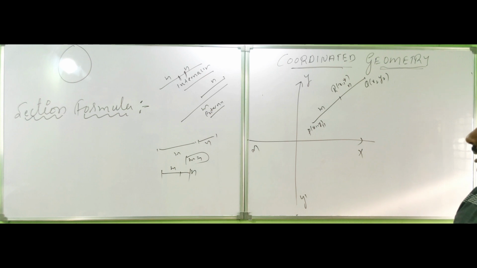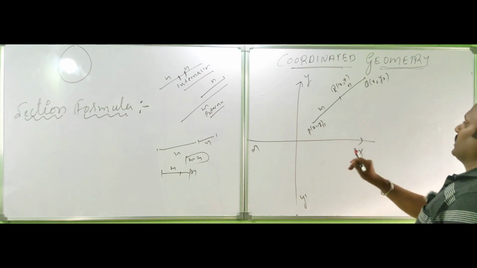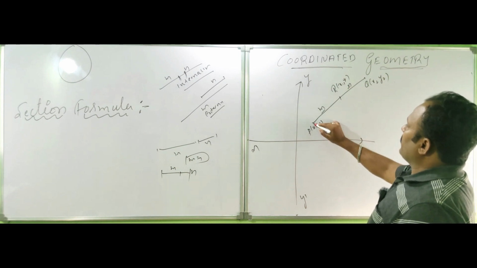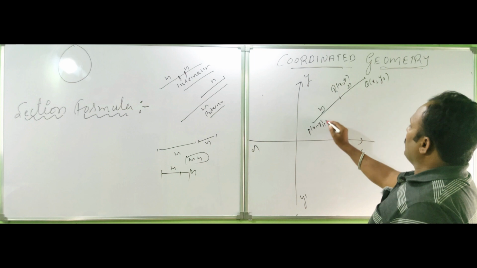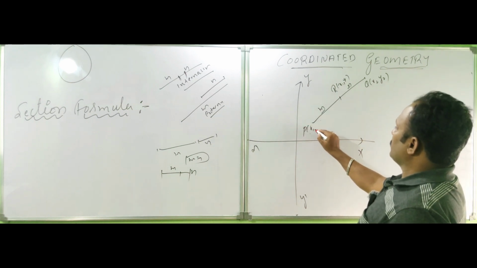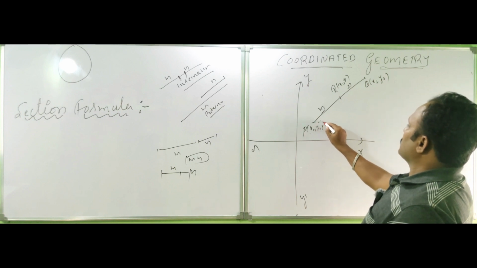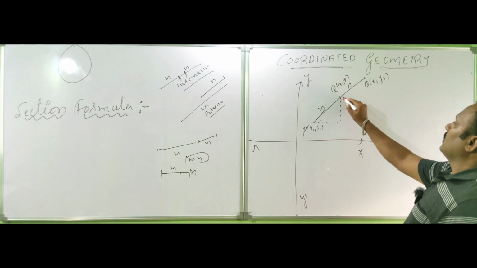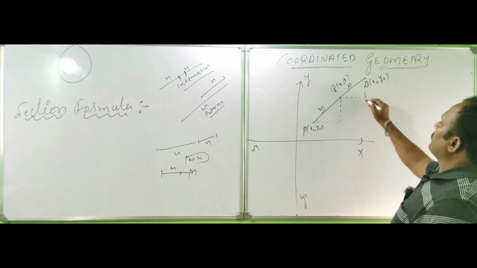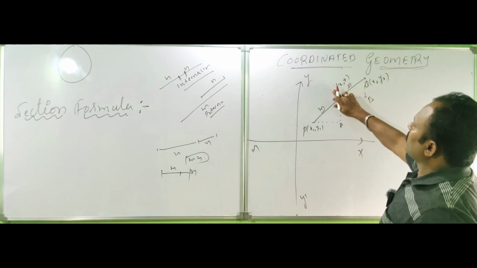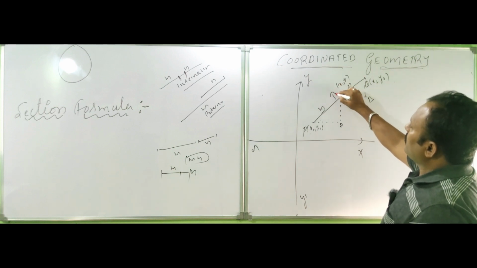Here we need some basic idea about the trigonometric ratios. This is the m portion and this is the n portion. This is the point P and this is the point Q. P is equal to (x1, y1). In the diagram, this becomes A, this becomes B, and this becomes R.